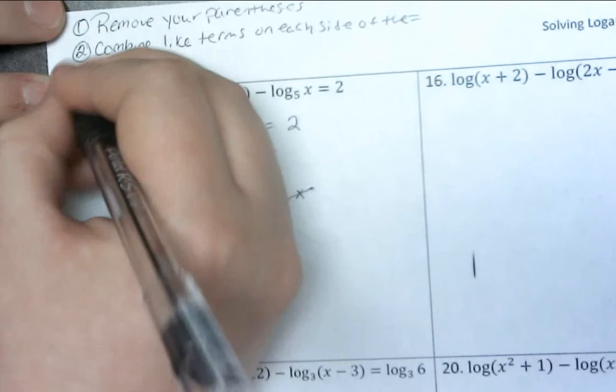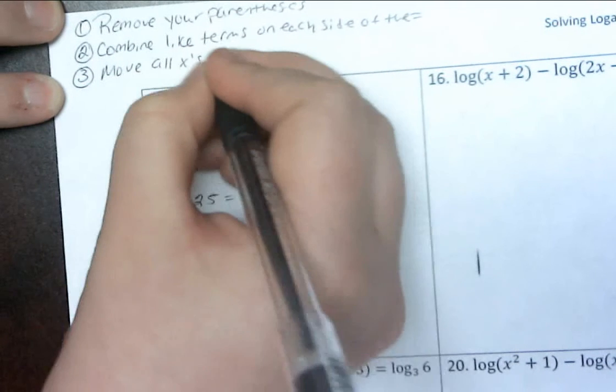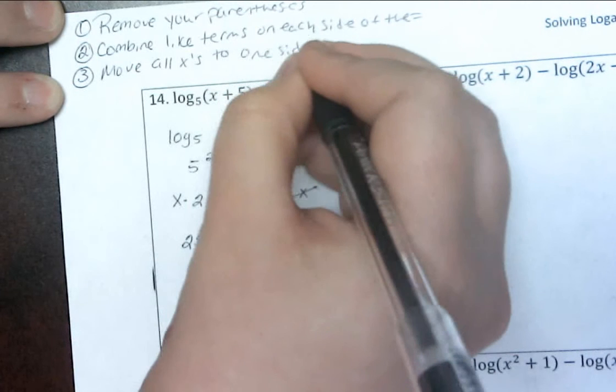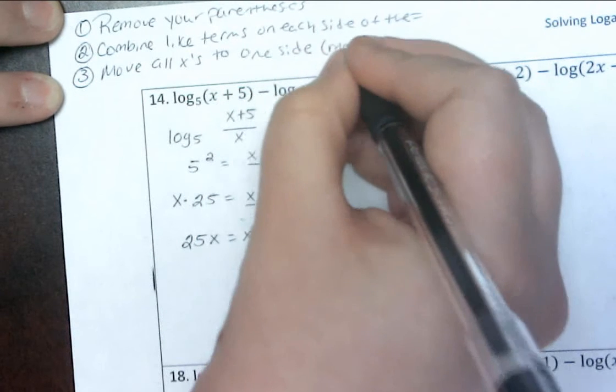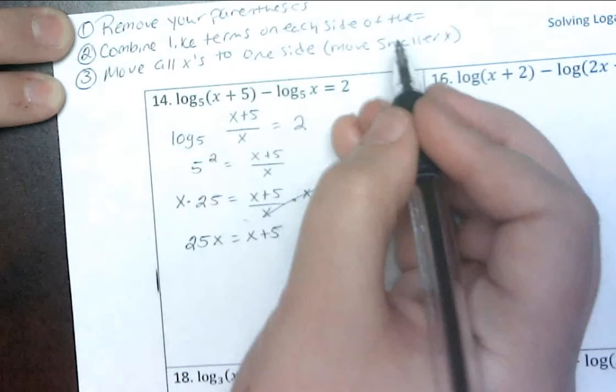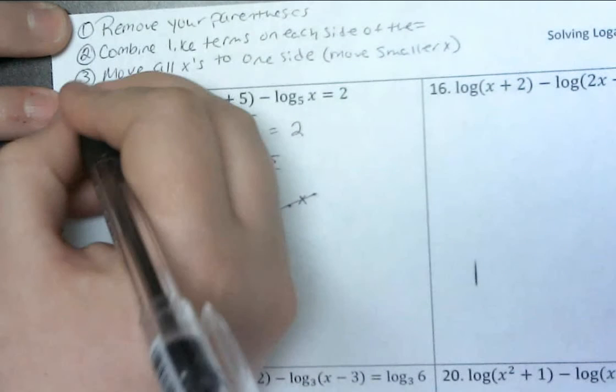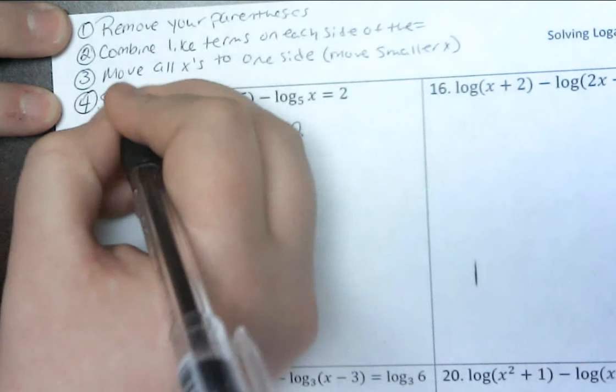Step 3 says to move all x's to one side. And I've got a little hint here. Always move the smaller x because that's going to keep your x's positive. So always move the smaller one. And then step 4 is going to be to simply solve.